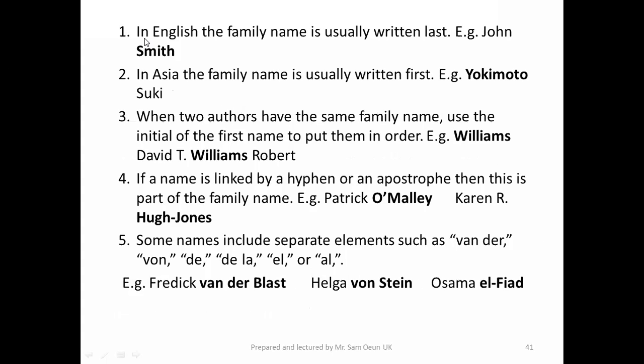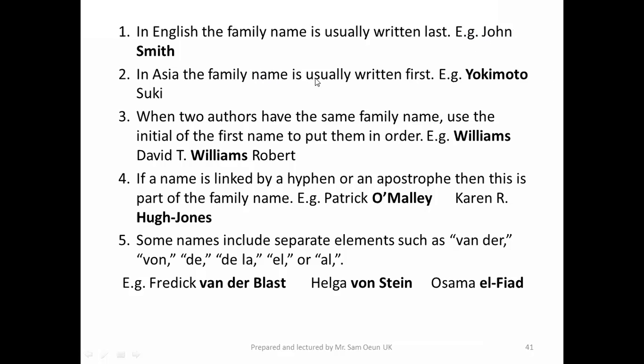Okay, this one, let me bring this one down. They said that in English, the family name is usually written last. For example, John Smith. That's why you need to be familiar with that. Because if you cannot distinguish between family name or surname and first name, you will find it hard when you write in-text citations or when you write references.